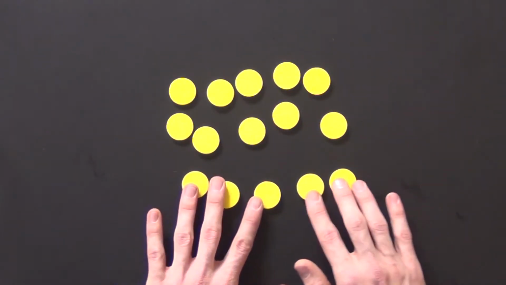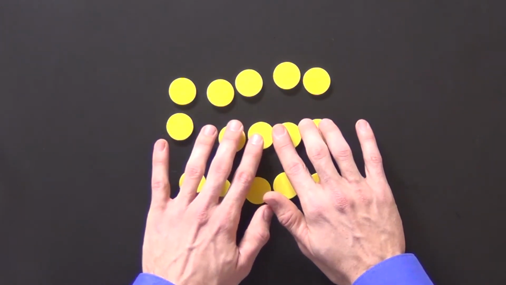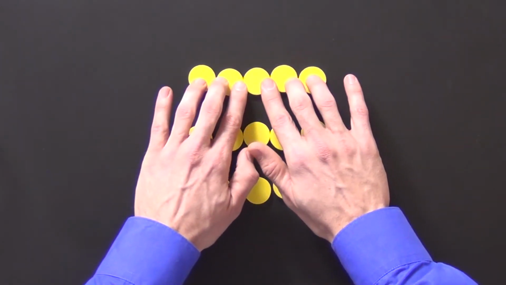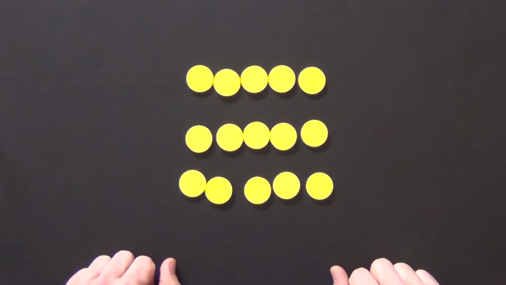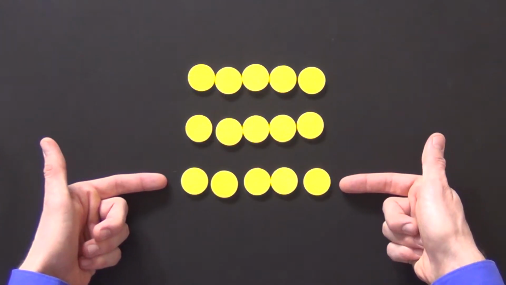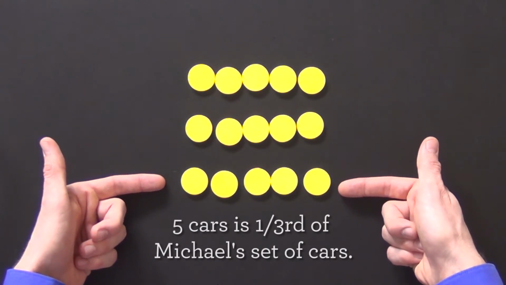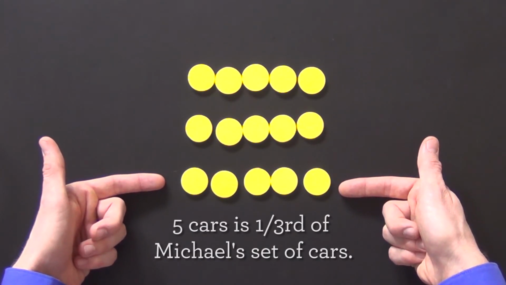This means that I first have to determine what a third is. I'm trying to find 2/3 of 15. First, I need to figure out what 1/3 of 15 is. The 3 in the denominator indicates that I need to divide the set of 15 cars into 3 equal groups. I know that 15 divided by 3 is 5. This means that 5 cars is 1/3 of Michael's set of cars.